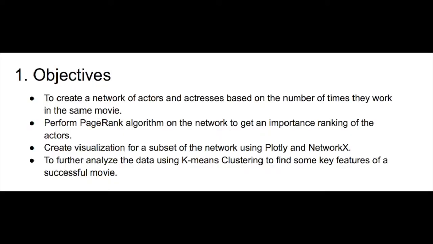Our project contains 4 objectives: to create a network of actors and actresses based on the number of times they work in the same movie, perform the PageRank algorithm on the network to get an importance ranking of the actors, create visualization for a subset of the network using Plotly and NetworkX, and to further analyze the data using K-means clustering to find some key features of the successful movie.